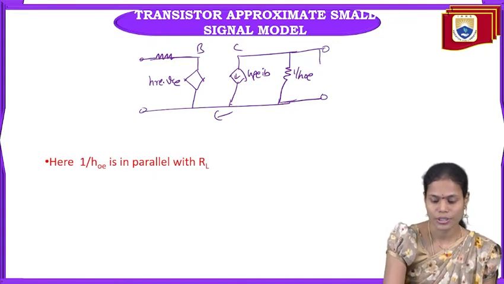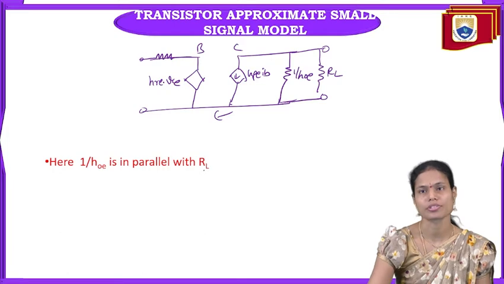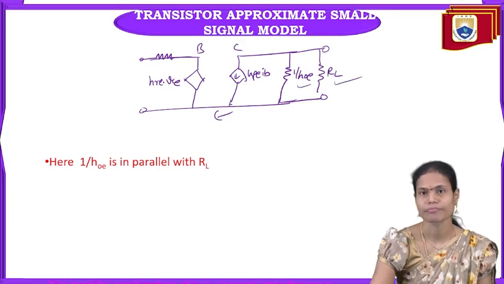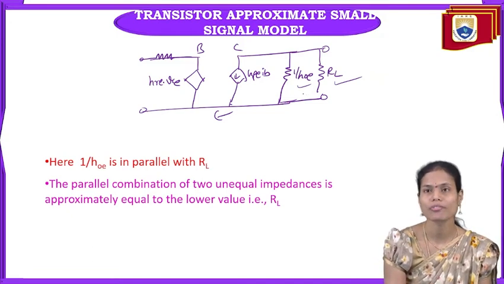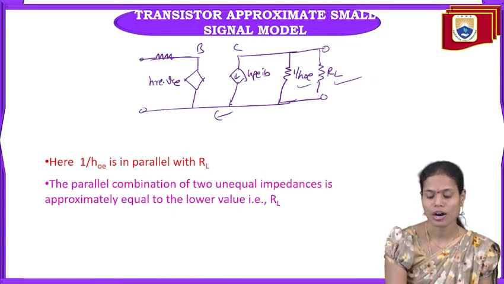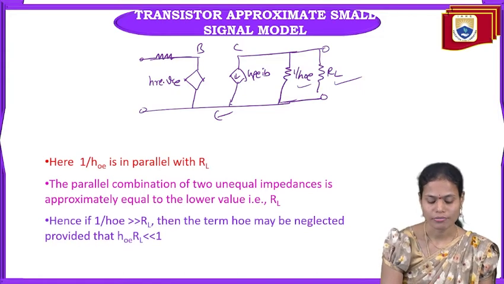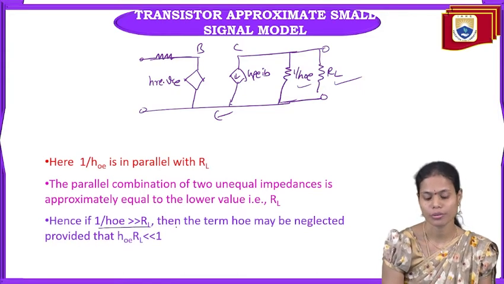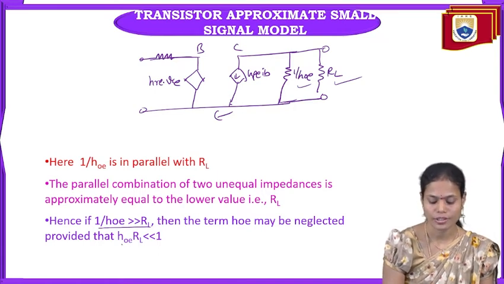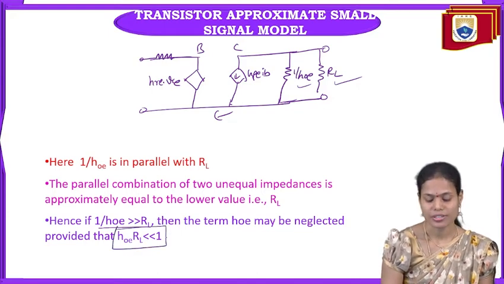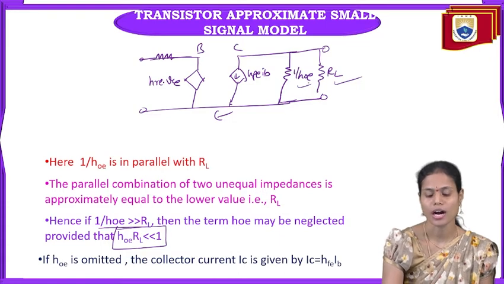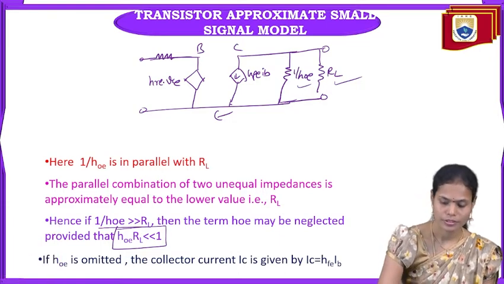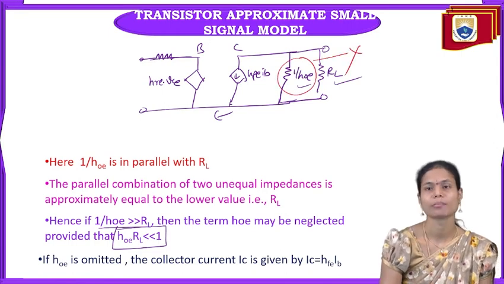Here 1 by HOE is in parallel with the load resistance RL, if we observe the equivalent circuit. The parallel combination of these two unequal resistances will give a value lower than the smaller one. If we compare these two, RL will be low. That's why 1 by HOE is far greater than RL. If we assume this condition, we get HOE into RL less than 1. Once this value is very small, we can neglect the 1 by HOE term on the output side.